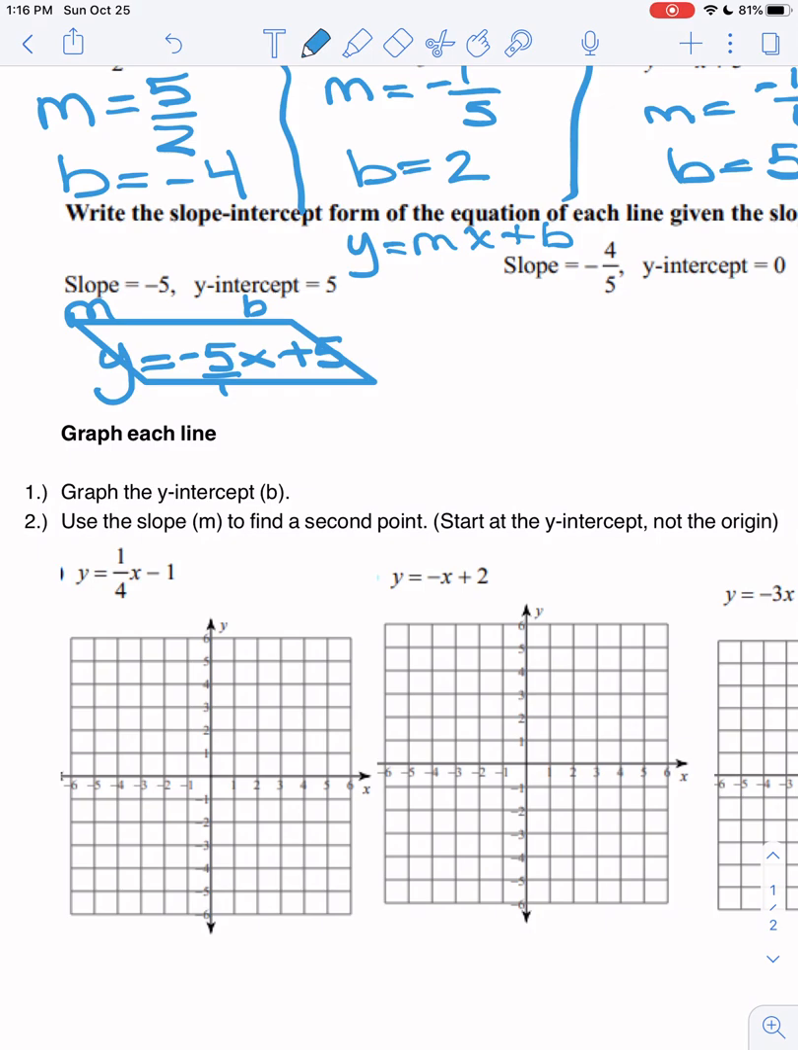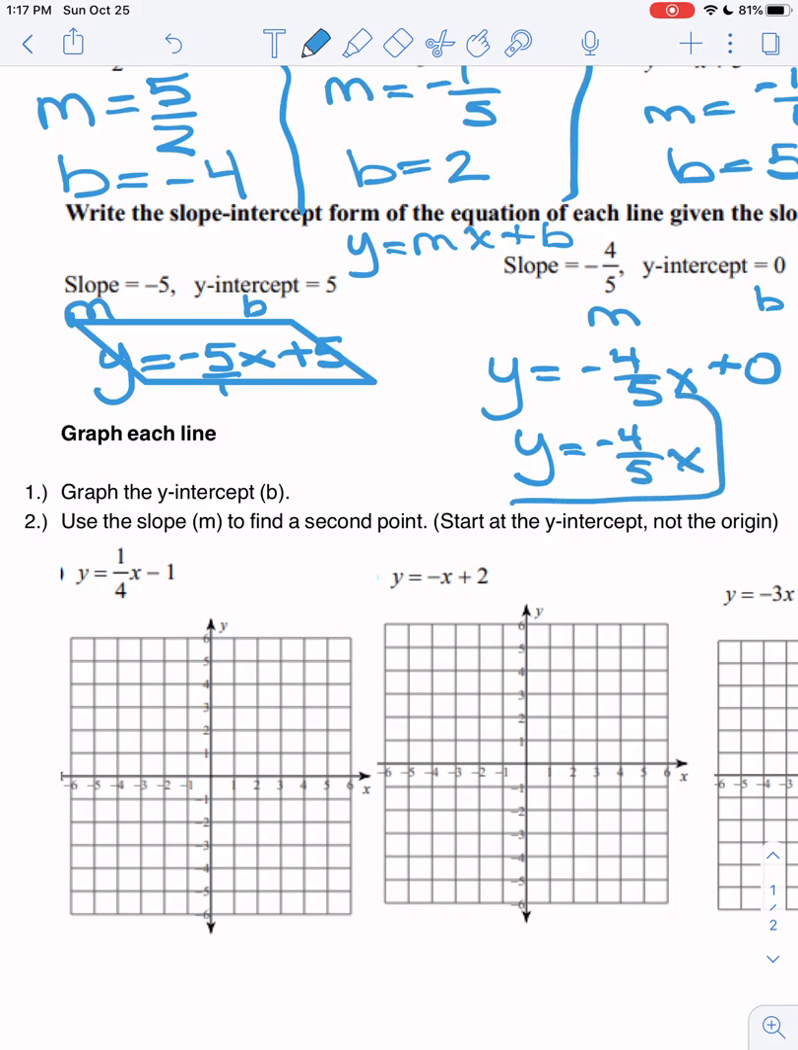Now the next one, our slope is negative 4/5. Remember, that's our m of the equation. Our y-intercept is the b. So we're going to say y equals negative 4/5 x, and our y-intercept is 0. You don't really need that, so we're just going to say y equals negative 4/5 x. If there's no b there, it's assumed that it's going to be a 0.